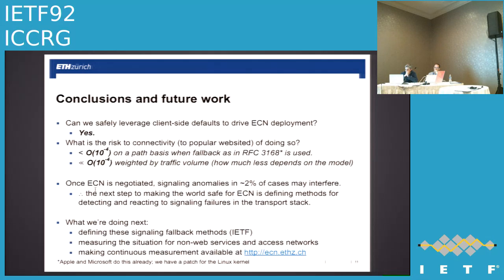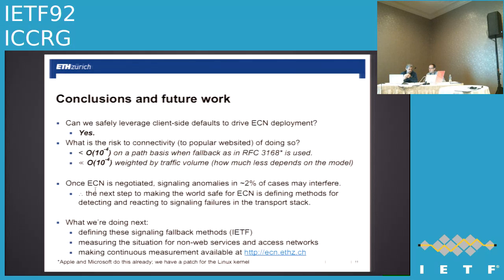We're looking into measuring the situation for non-web services and access networks. We did the Alexa top million because a lot of the other studies on ECN had done the Alexa top million, so we could actually do a longitudinal study. We could draw that line, and that line would make sense. But that's not terribly illustrative of where the problems in deploying ECN are. There's a lot of things that aren't the web, and a lot of things that aren't the web need ECN more than the web does. So we're looking at measuring the situation for non-web services and access networks.